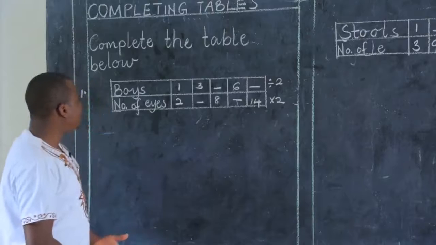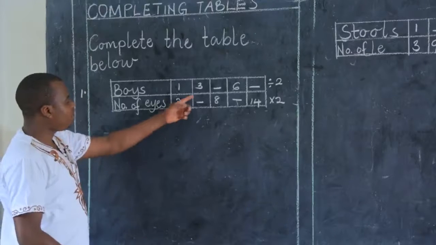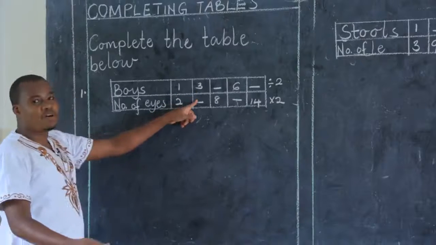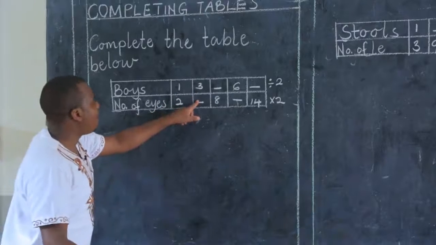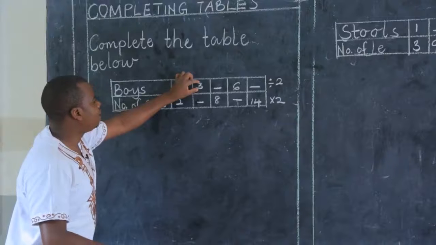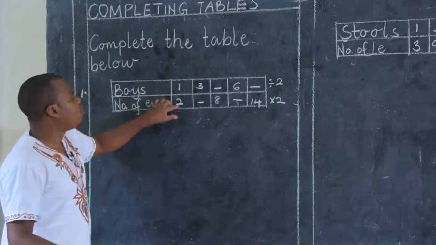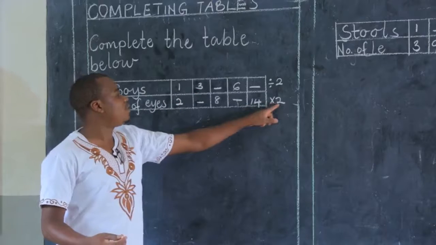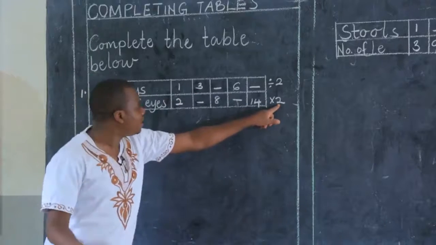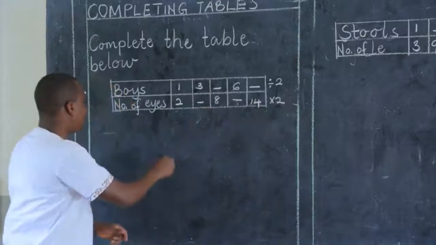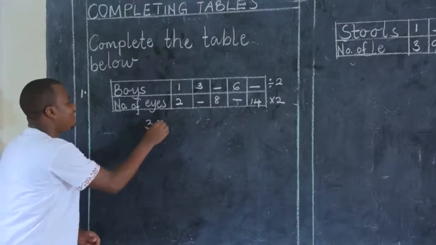Now can we move very quickly, my children? So what do we have here? We have 3 and we are looking for number of eyes. How many eyes do 3 children have, or 3 boys, if one boy has 2? So you are going to rush quickly and come here. What am I going to do? I'm going to multiply the number I have here by 2. So I'll come here and say 3 times 2.